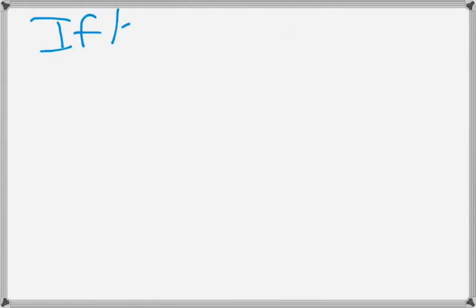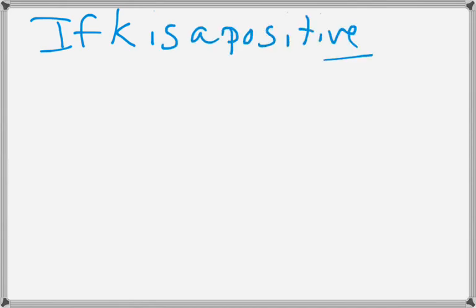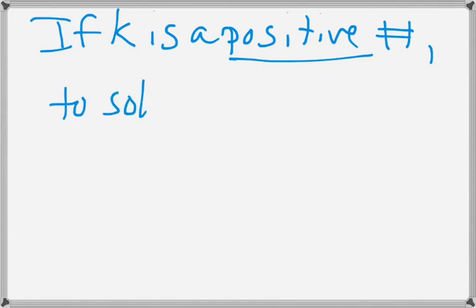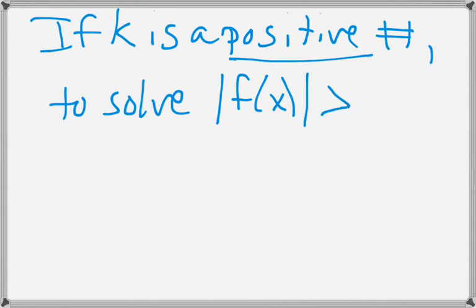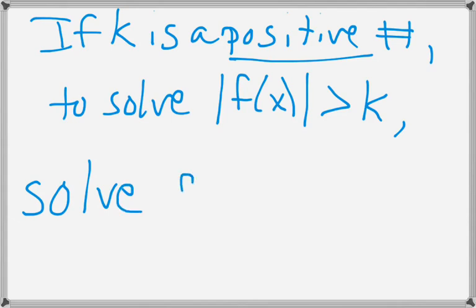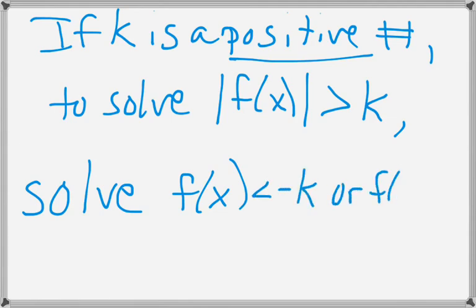If k is a positive number, then to solve an absolute value inequality where you have absolute value of something is greater than k, you're going to solve this compound inequality. f of x is less than negative k, or f of x is greater than positive k.